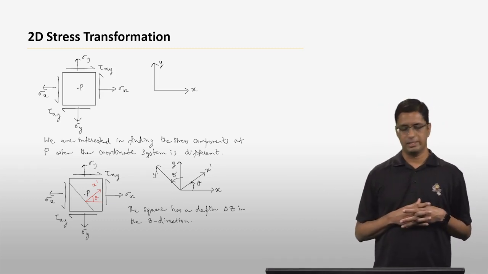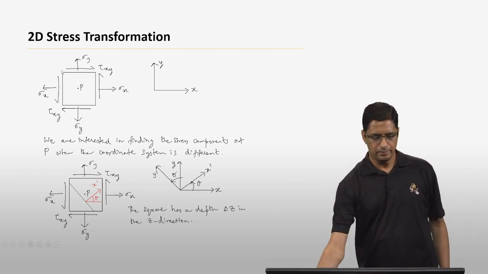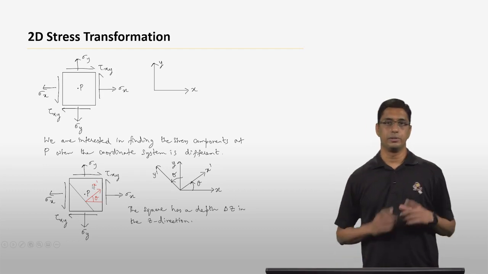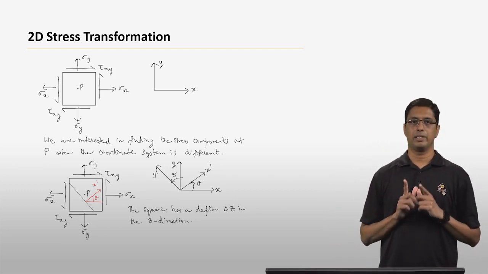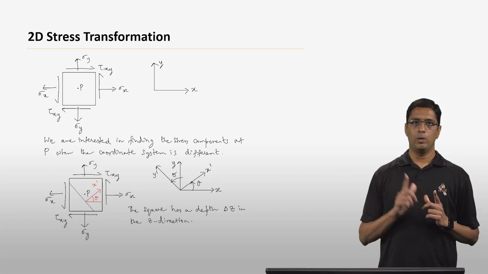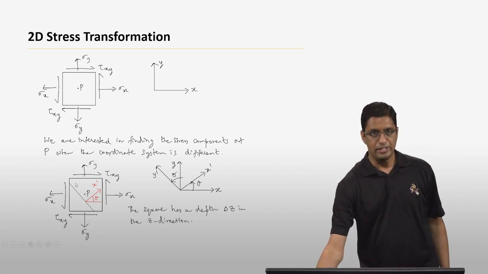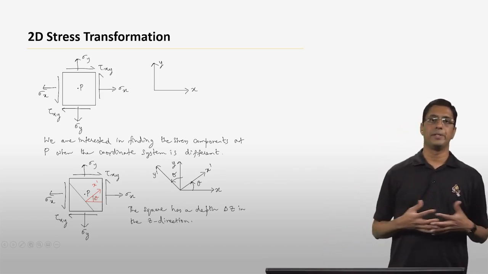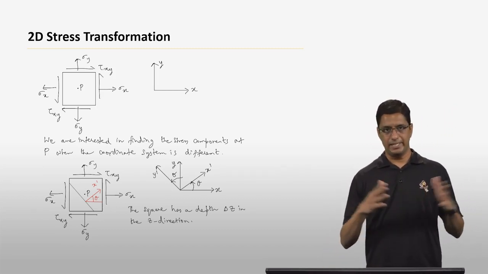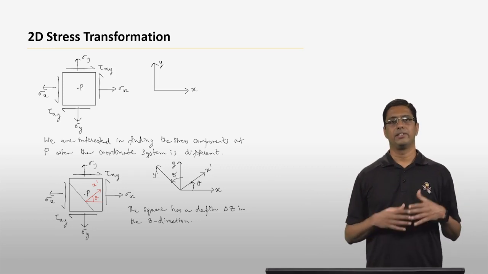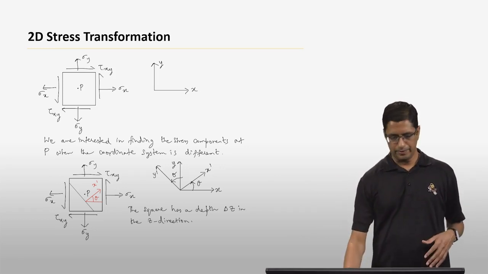To do that, we take the square and make a cut along this particular direction, which means that the normal to this plane here is along the x prime direction. Okay, so for the new coordinate system x prime, y prime, one of those directions is perpendicular to the wedge here. Once we do that, we separate the wedge out and look at the free body diagram for that wedge, and that is what we are going to do next.